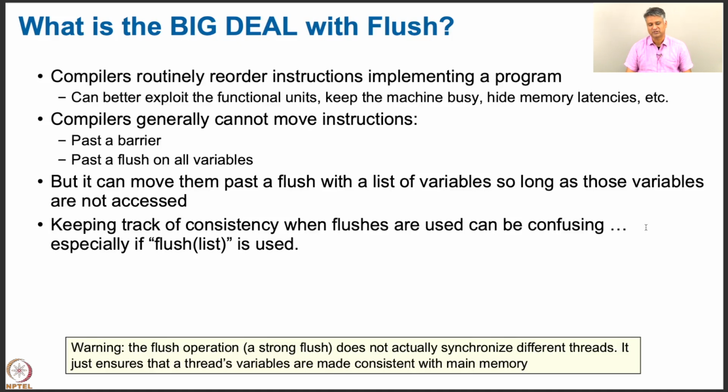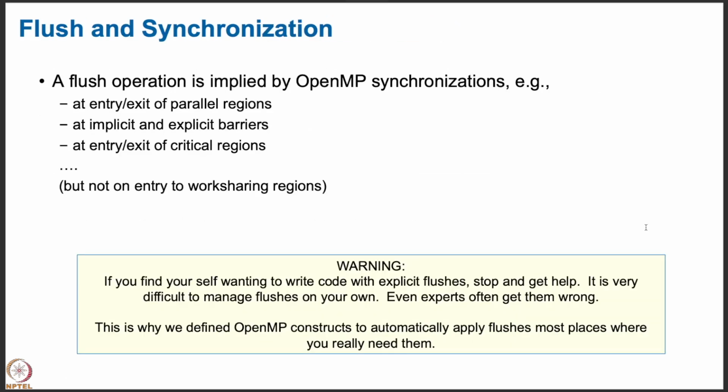It essentially means that all the different lower levels of memory are consistent with the higher levels of memory, like the random access memory. So there are some implicit flush operations during OpenMP synchronizations. This happens at all the entry and exit of parallel regions, at implicit and explicit barriers, at entry and exit of critical regions, but not generally during work sharing regions.